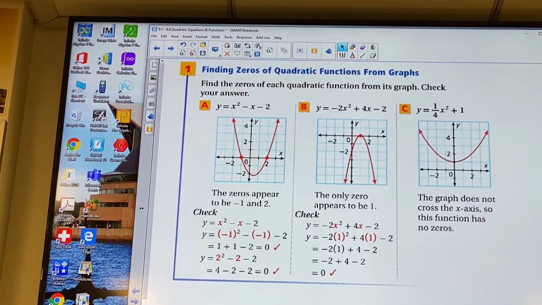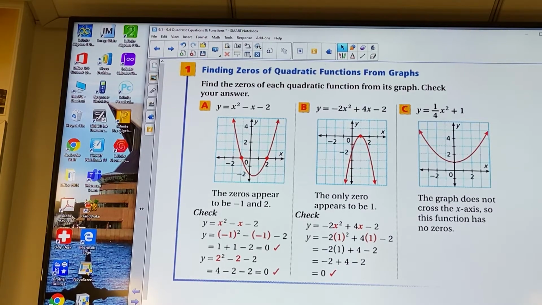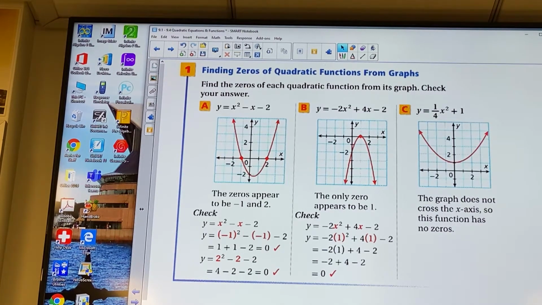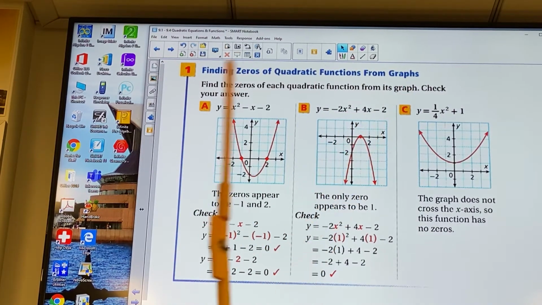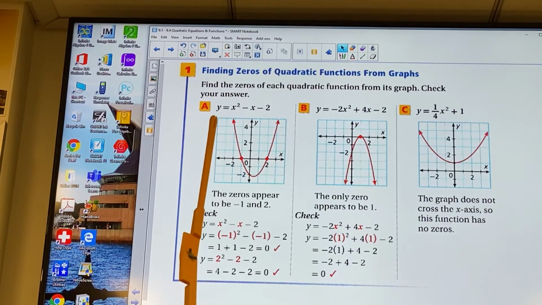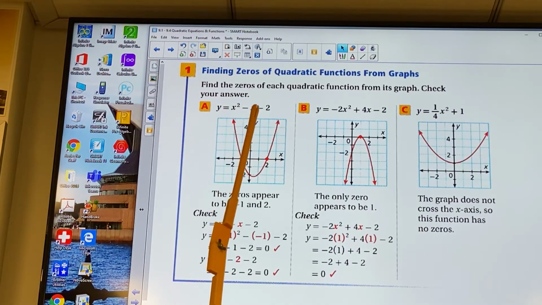Here's the bottom line. Zeros of a function and x-intercepts of a graph are the exact same thing. Zeros of a function are x-intercepts of the graph. X-intercepts of the graph are zeros of the function. So what this is saying is: find the zeros of each quadratic function from its graph. Check your answer. The first graph they give us is y equals x squared minus x minus 2.